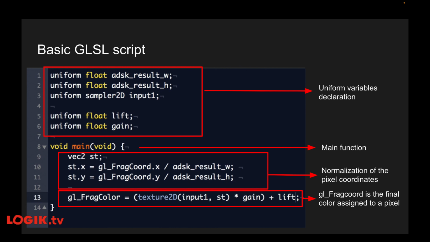GLSL is a strongly typed programming language, which means that you need to specify what type of value you are storing in each variable. That's why you're going to see that after every uniform, you're going to see either a float or a sampler 2D, which means that we're specifying the variable type each time that we declare one. And right after the uniform variable declaration, you're going to find the main function opening, saying void main void.